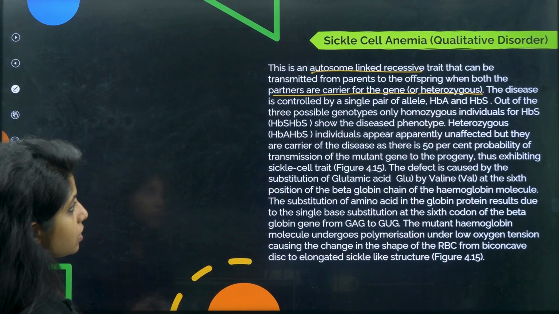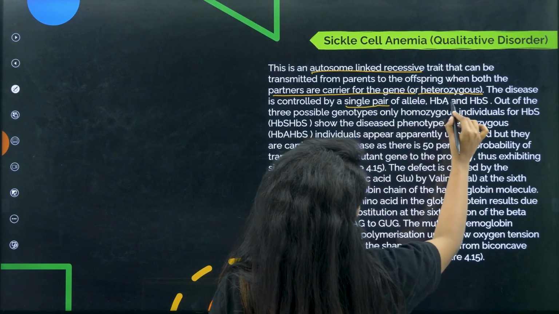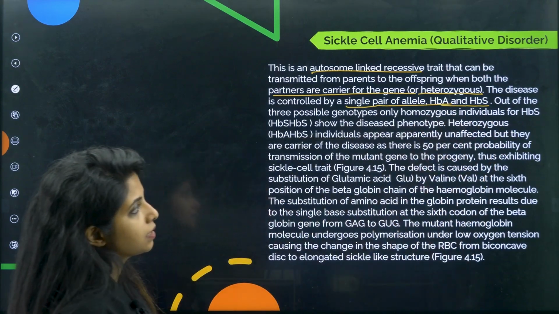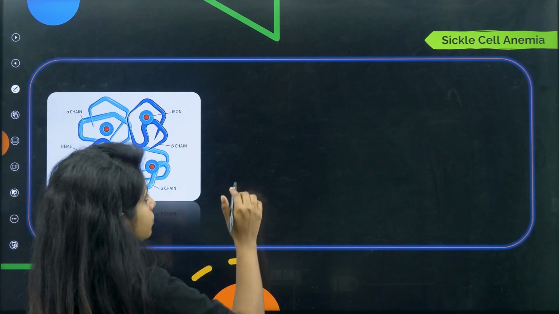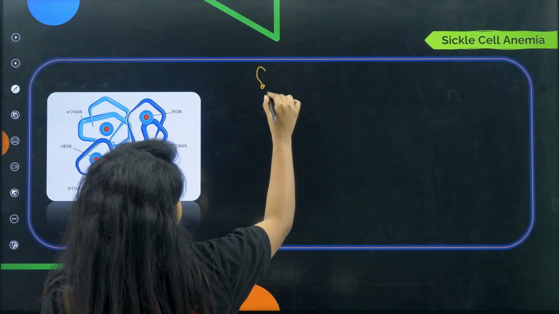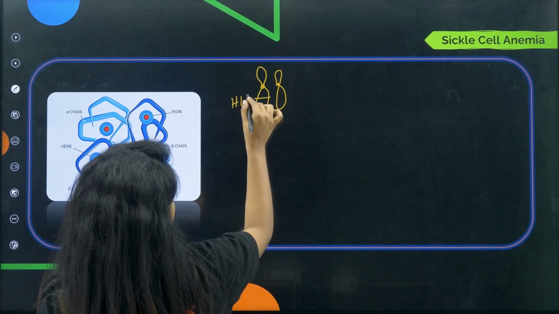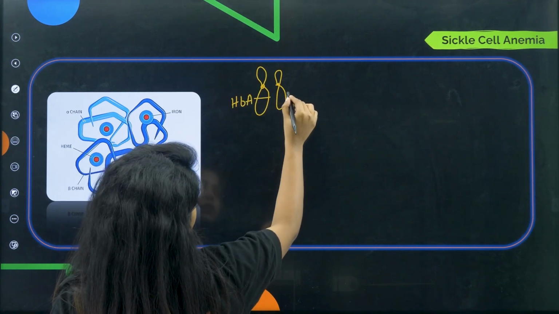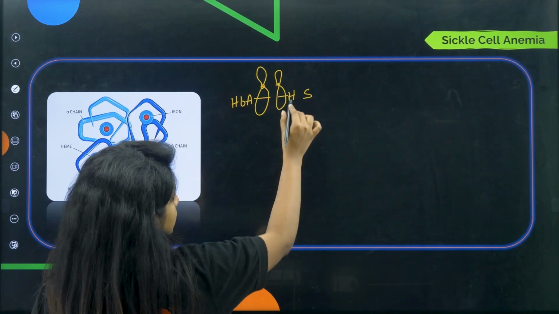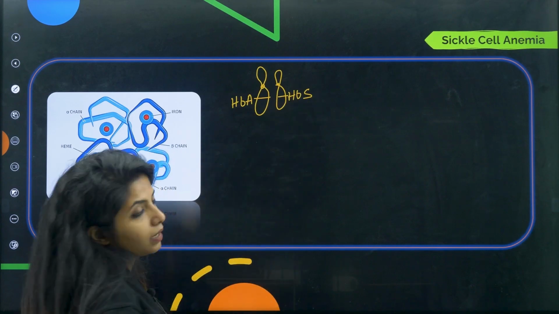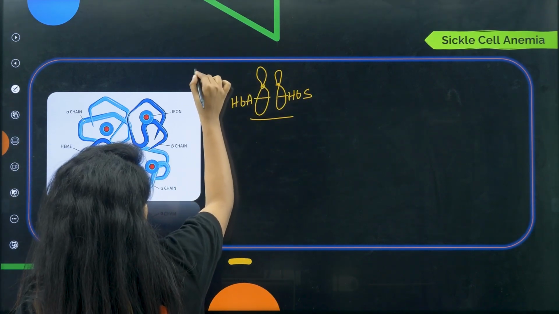So let's see. Over here they have mentioned one more thing. It is maintained by a single pair of alleles which is known as HBA, HBS. So just think that you have an allele on some chromosome, and this is the normal one which I am writing as HBA, and this is not the normal one which I am writing as HBS. Now this is the case of the mother. This is the mother's chromosome that she is sending down.